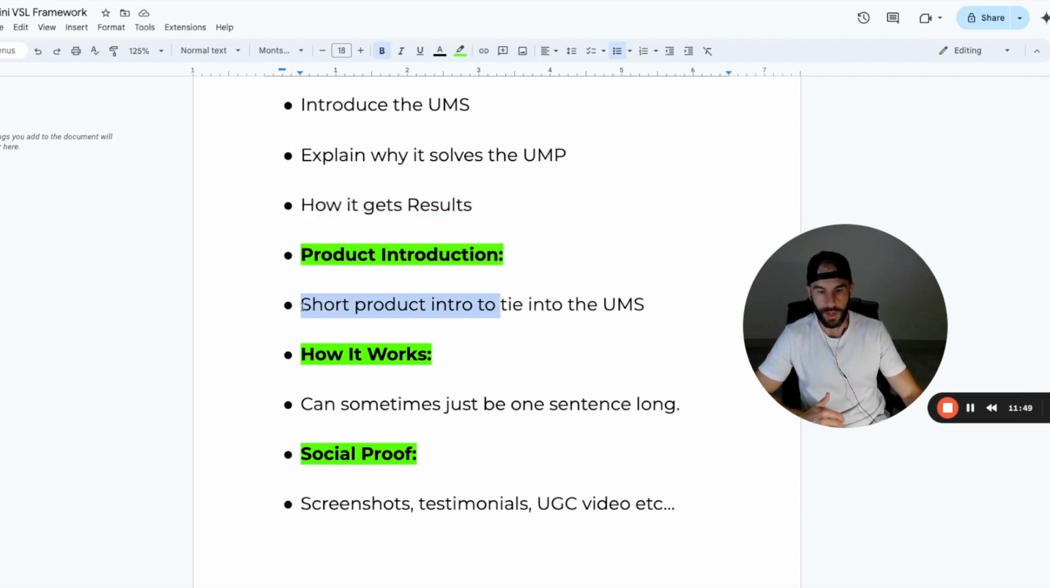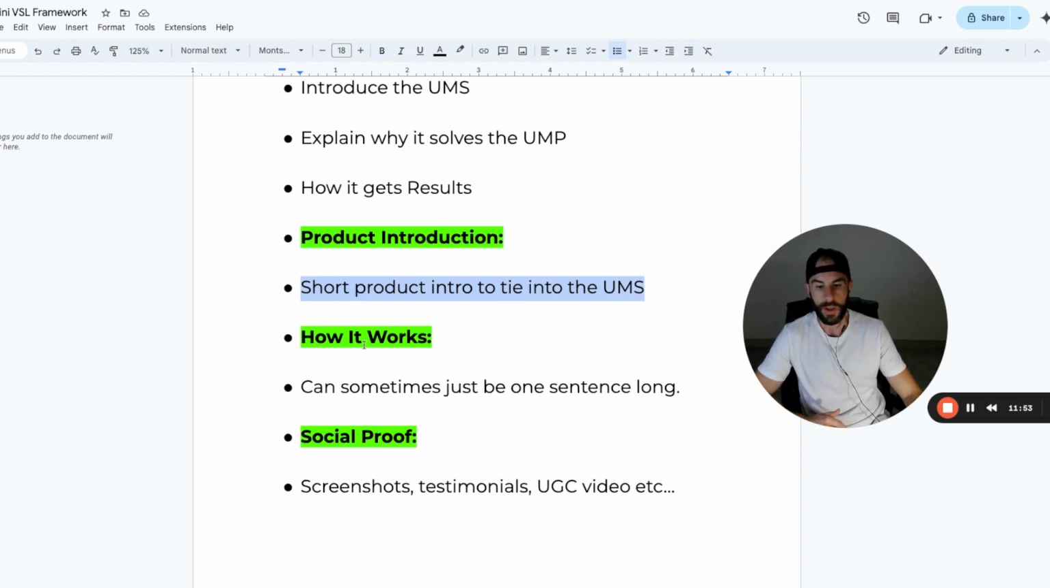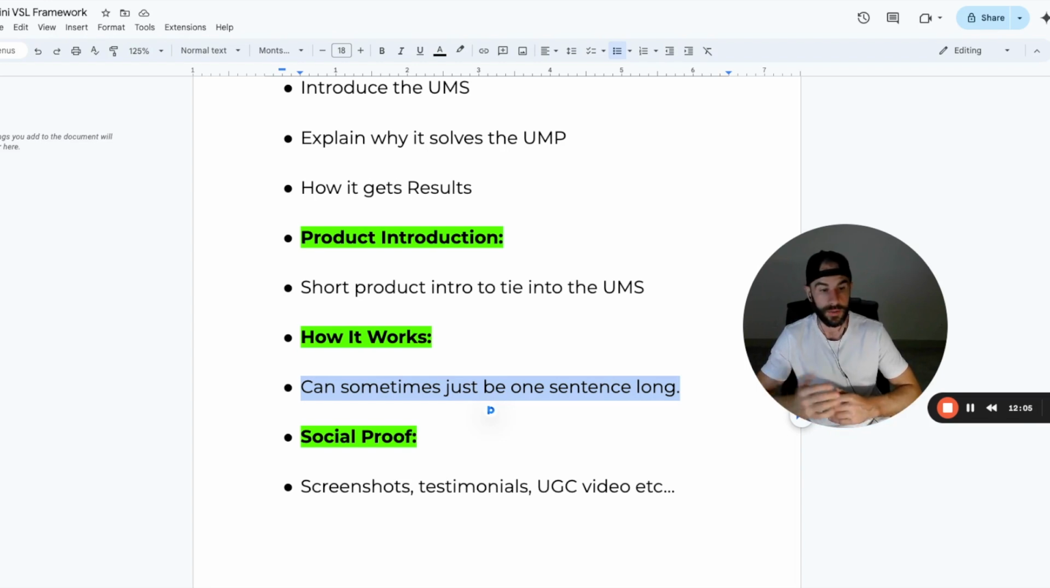So short product intro, you want to tie it into the unique mechanism of the solution. Then we're going to talk about how it works. Sometimes this can literally be 1 sentence long, but you just want to give them a quick breakdown on how it works. So are there certain steps that they can take? Do they need to take 1 spoonful of it before bed? Do they need to rub the cream on their knee 15 minutes before they exercise? Just give them a short breakdown of exactly how it works and what they need to do to get the best results.